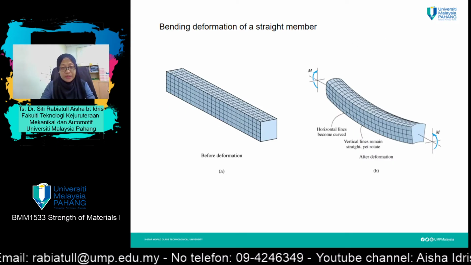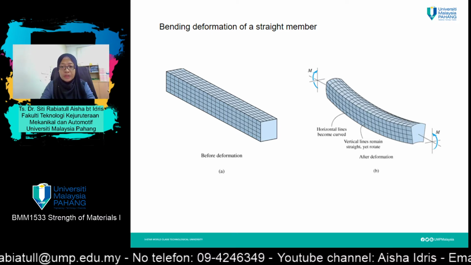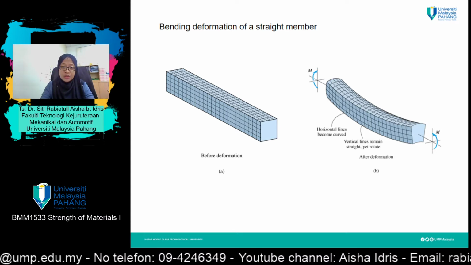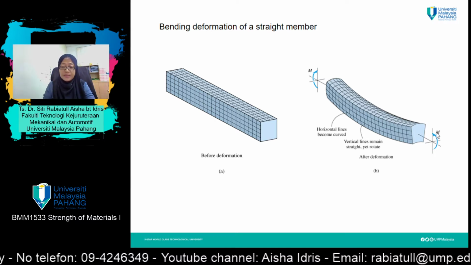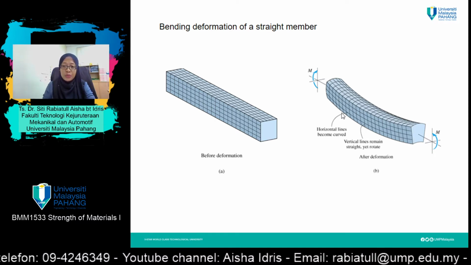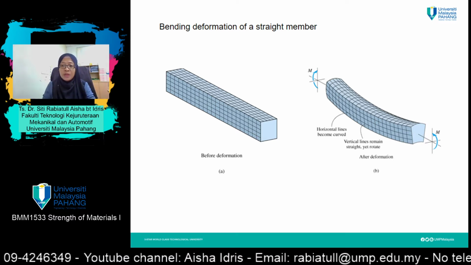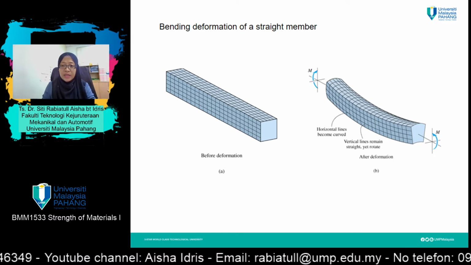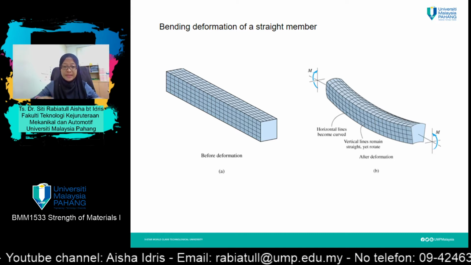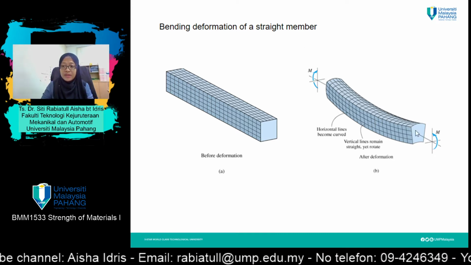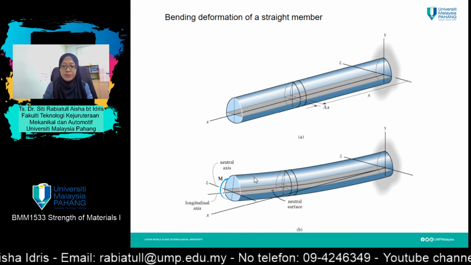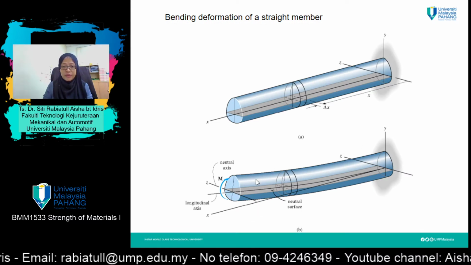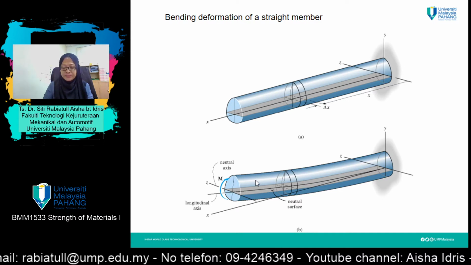So what will happen when a component or member is subjected to bending? Obviously, it will bend like this. This one is showing you a member suffering a bending at both sides, this one and this one. Whereas for this one, it shows you only one end of the member suffering a bending.